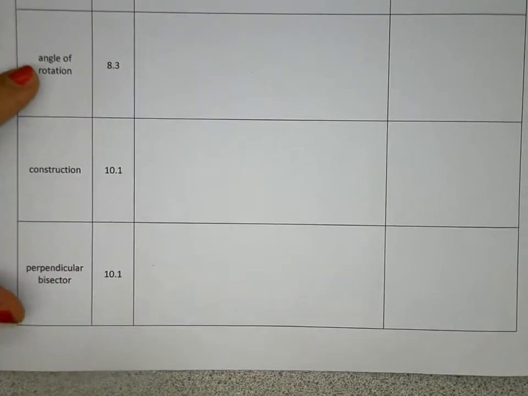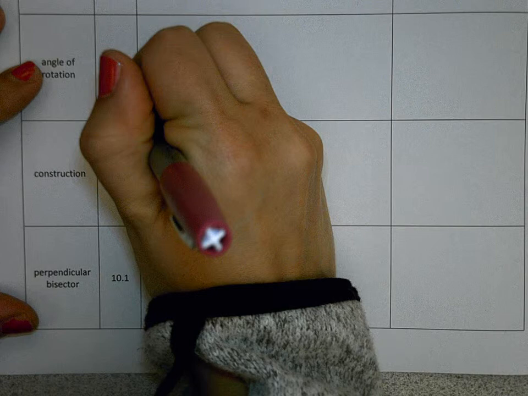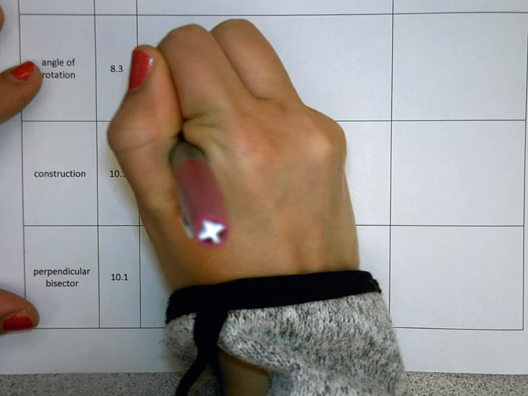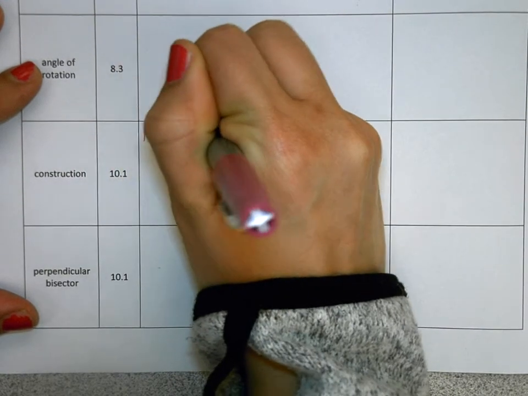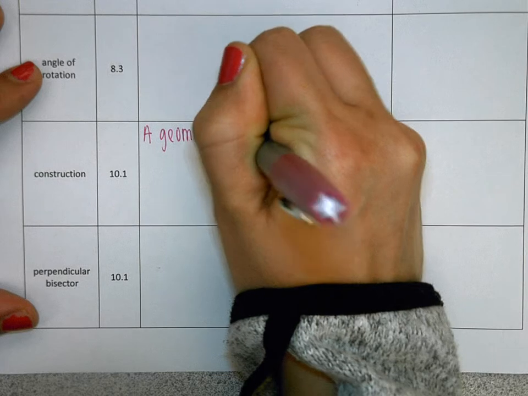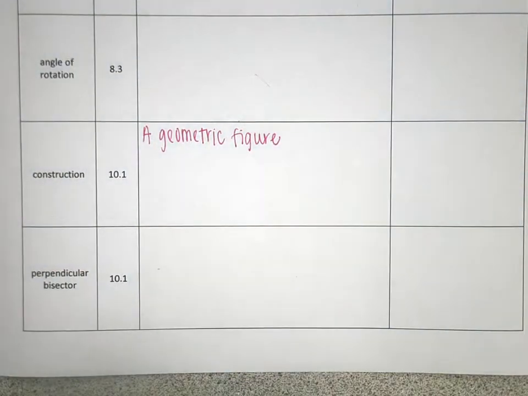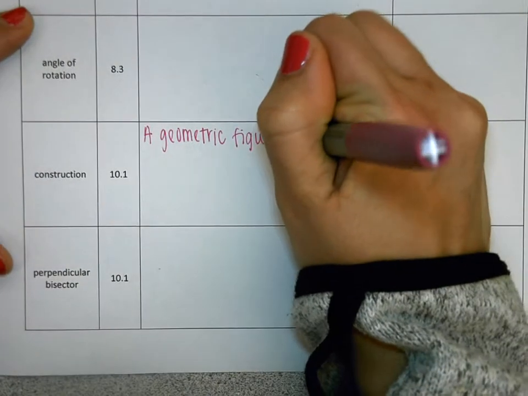So for 10.1, we're skipping now to chapter 10, where we're going to be doing geometric constructions. So let's define what that is. A geometric construction is a geometric figure drawn using a straight edge and a compass.